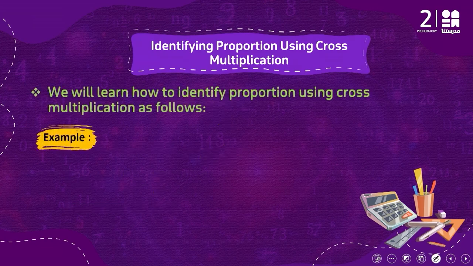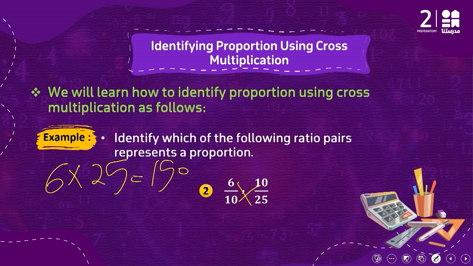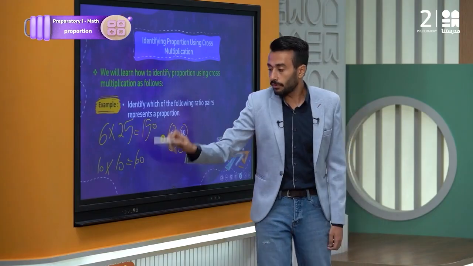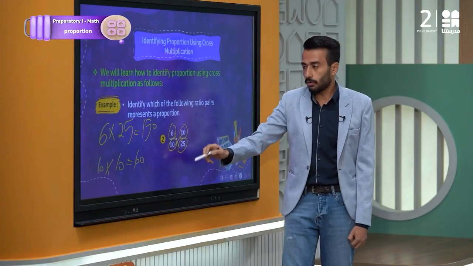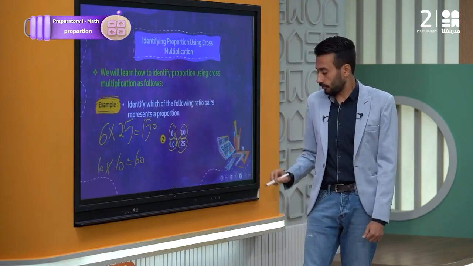And now let's find another example. Here we have 6 over 10 and 10 over 25. Let's use the cross multiplication. 6 by 25 will be 150. And then 10 times 10, it's so easy to find this one mentally, it's 100. So when you multiply extremes and the means here, we found they are not equal. So this ratio, this fraction, is not equal to this one, so they don't represent a proportion.